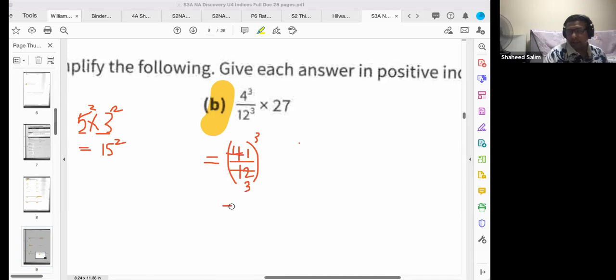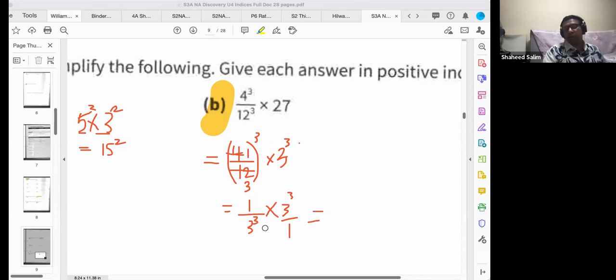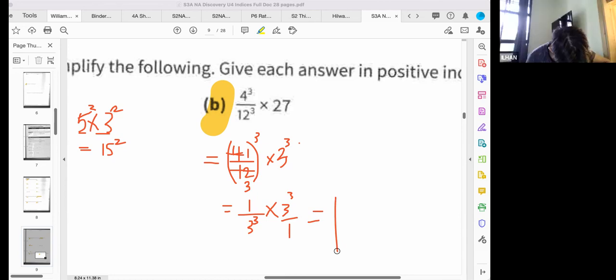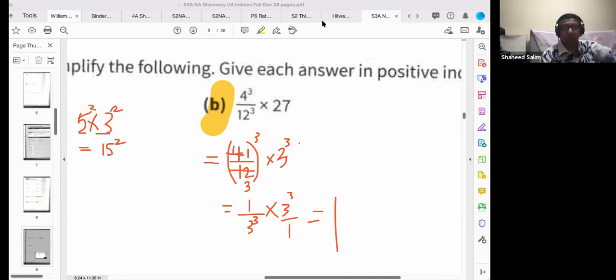So now when I expand this out down here, this one is 3 to the power 3. When I expand, 1 over 3 is 1 over 3 to the power of 3, because the 3 now has a power here, times 3 over 1, like that. So you cancel, you get 1. Can see now how you do. Okay, we move on.